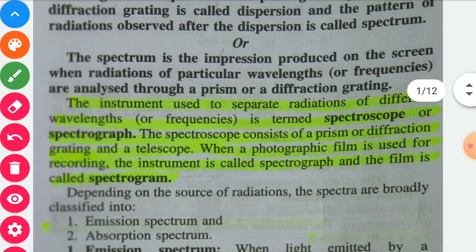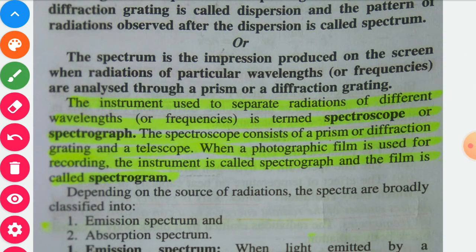The instrument used to separate radiations of different wavelengths or frequencies is termed a spectroscope or spectrograph. The spectroscope consists of a prism or diffraction grating and a telescope. When a photographic film is used for recording, the instrument is known as a spectrograph and the film is known as a spectrogram.